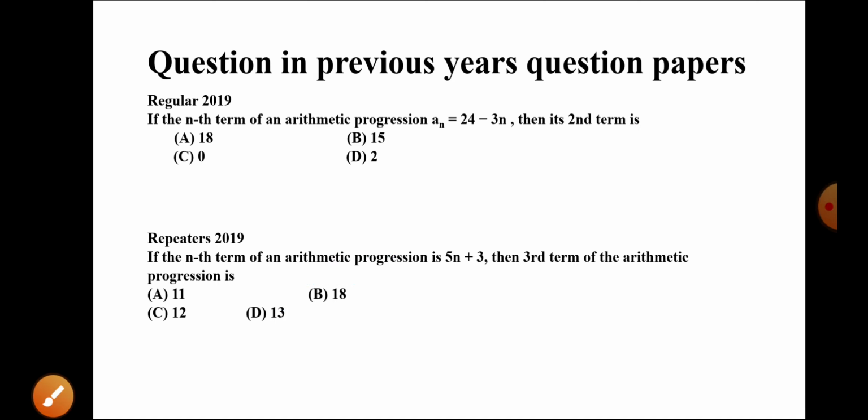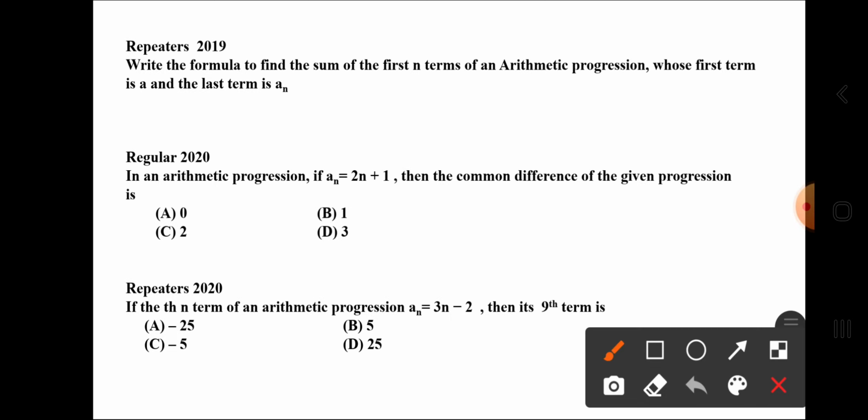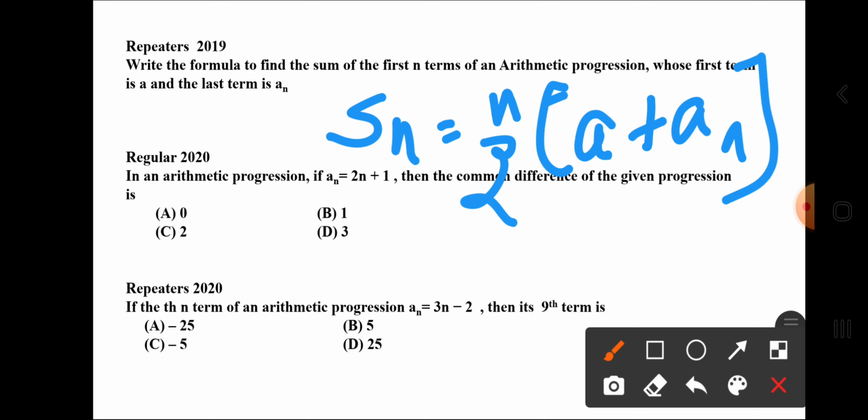So let us see the next question in the next paper. It is asked in repeaters 2019. Write the formula to find the sum of the n terms of an AP whose first term is A and the last term is AN. So we have seen before in the video that if the first and the last term are known, Sn is equal to n by 2 into bracket of A plus AN. This will be the formula.